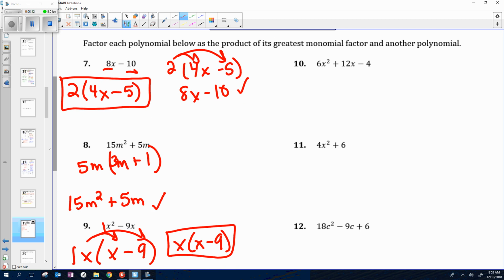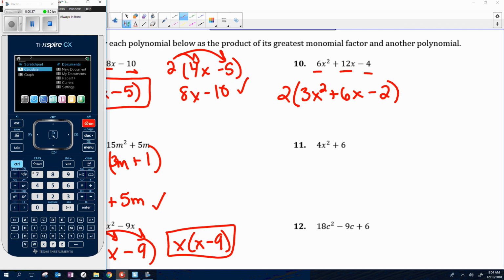If we go up to question 10, 6x squared plus 12x minus 4, what do 6, 12, and 4 all have in common? That would be a 2. 6x squared divided by that 2 will leave me with a 3x squared. 12x divided by 2 leaves me with a 6x. And then a negative 4 divided by 2 leaves me with a minus 2. We can check this one by graphing.